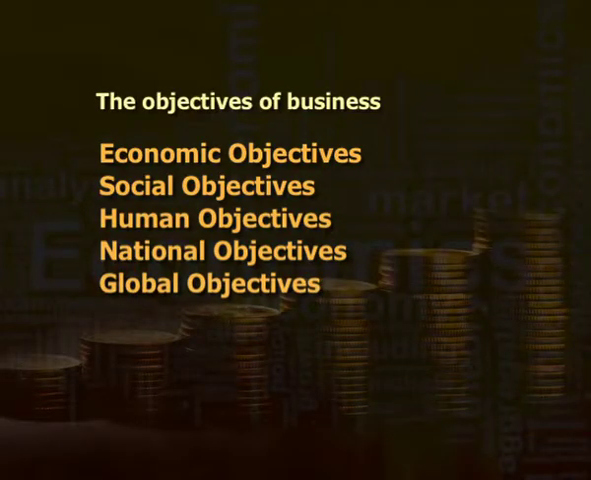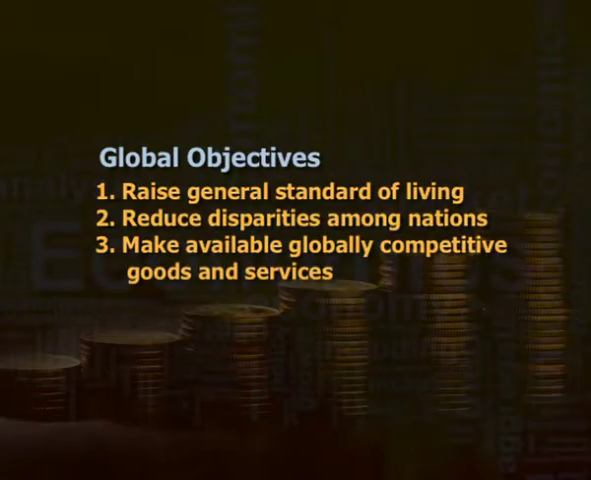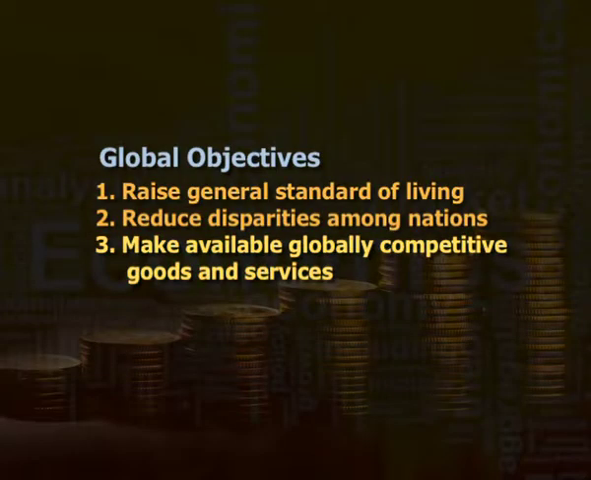And last is global objectives. First point, raise general standard of living. Growth of business activities across national borders make available quality goods at reasonable prices all over the world. Second point is reduce disparities among nations. Business should help to reduce disparities among the rich and poor nations of the world by expanding its operation. Third is make available globally competitive goods and services. Business should produce goods and services which are globally competitive and have huge demand in foreign markets.